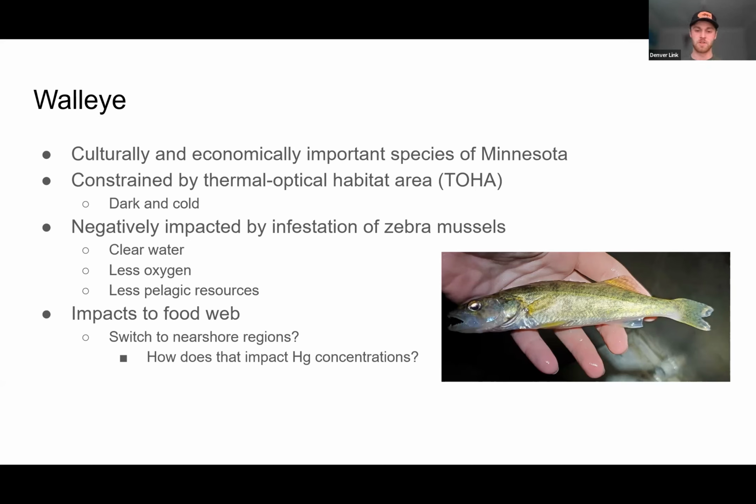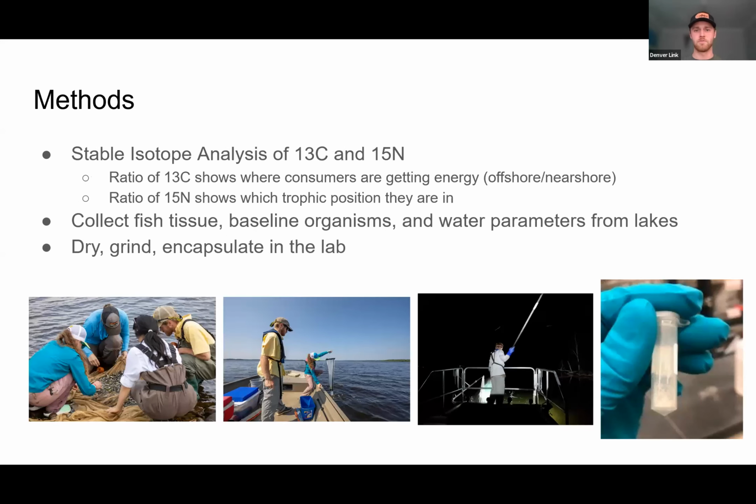With the zebra mussels, there can be increased methylation of mercury, so we're really trying to understand how that impacts public health. If walleye are shifting their energy source to more macroinvertebrates as young of year, and as they're shifting, how does that impact the management decisions we should make for fish consumption advisories? So that was just a general overview of what the project is trying to look at.